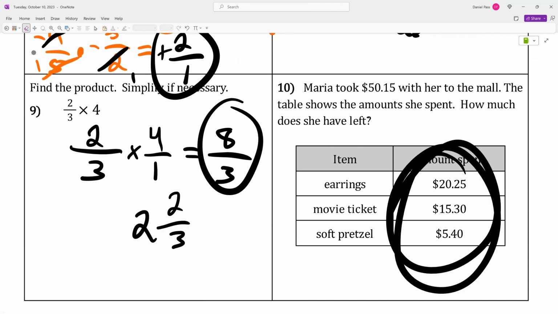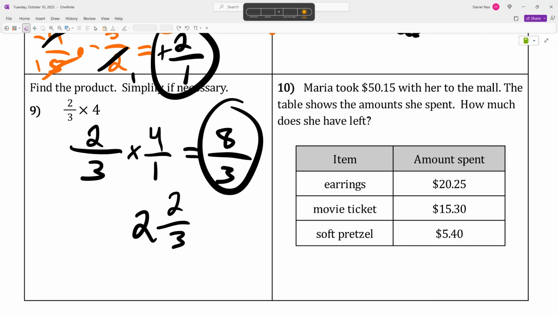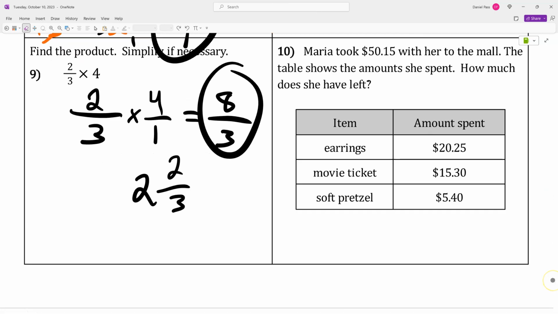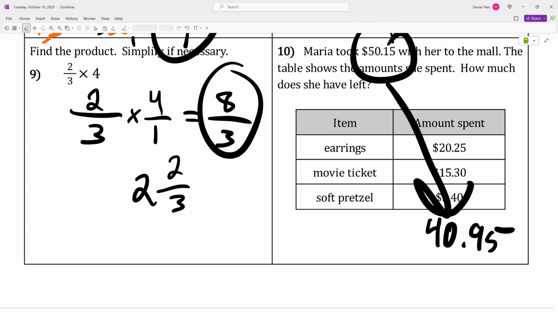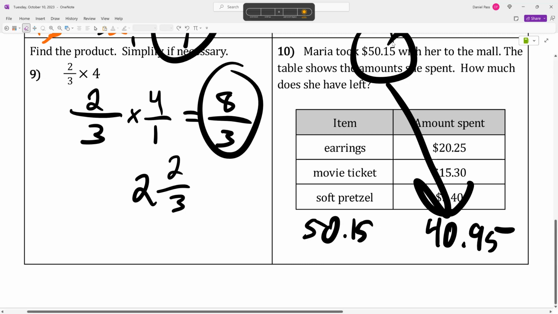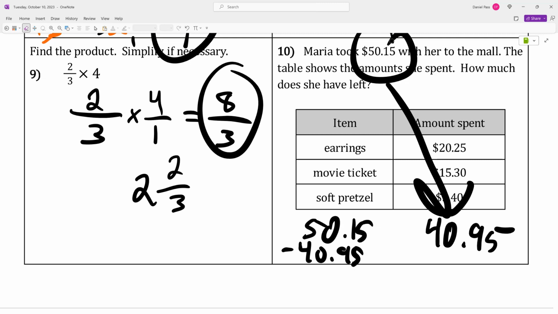So this person spent all this money, so we need to be able to do our decimals. How much did the person spend? $40 and 95 cents. And we have to subtract that from 50. And we get what? $9.10. Yeah, I'm going a little faster. 50 minus 40.95. And once you do all the borrowing and stuff, it's $9.20.